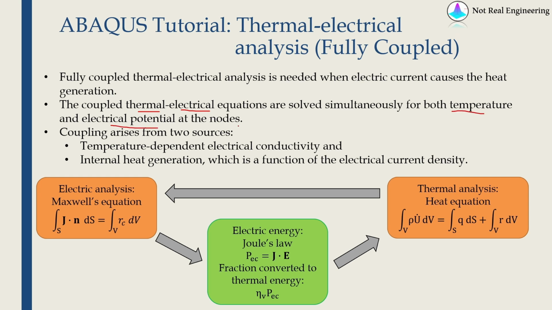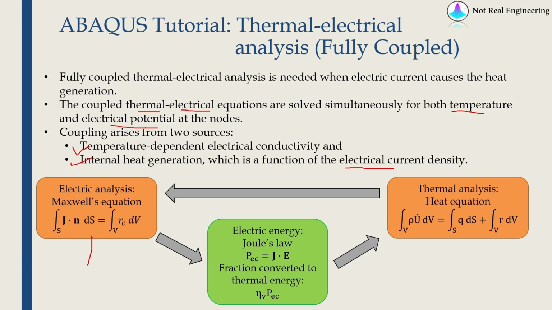And the coupling between the two arises from two things. First is temperature dependent electrical conductivity. That means if the temperature of the part is increasing, its electric conductivity will change, and depending on that, the electrical current will change. So you can see how the temperature is affecting electrical current. And another is that the internal heat generation is a function of electrical current density. Therefore, if electrical current density is changing, the heat generation will change. And of course, if heat generation changes, the temperature of the part will change. Therefore, temperature can cause change in electrical current, and electrical current can cause change in temperature. Hence, it is fully coupled.